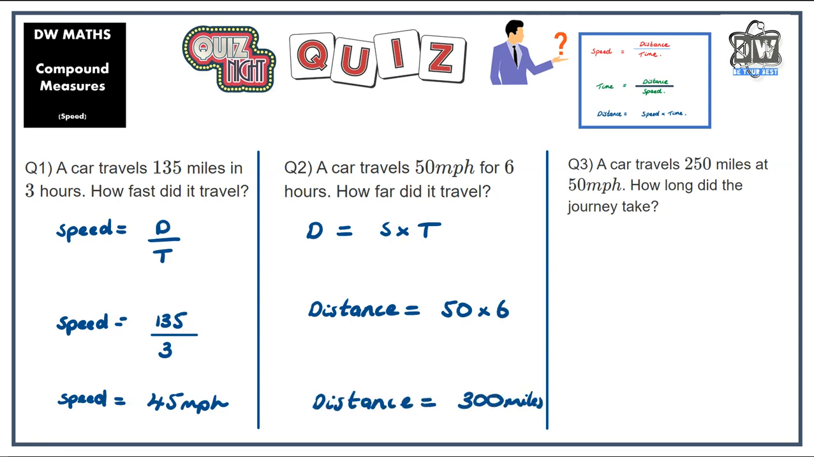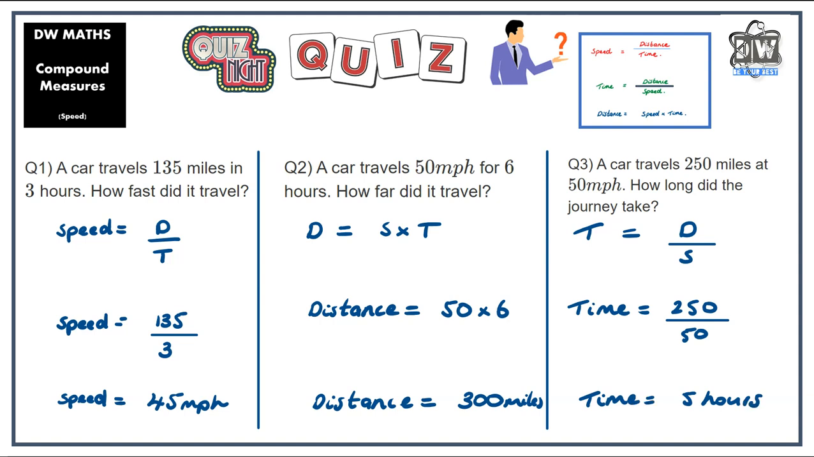And last but not least, we're looking at how long did it take. So that is time. So it's time equals distance divided by speed, and we take away those letters and put the numbers in, and we end up with 5 hours.